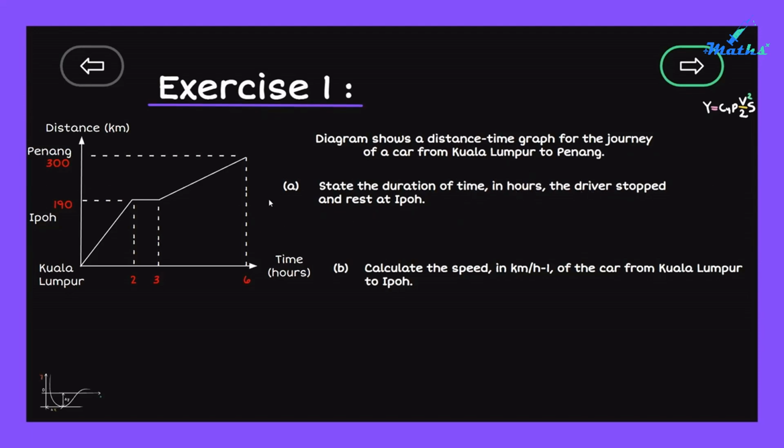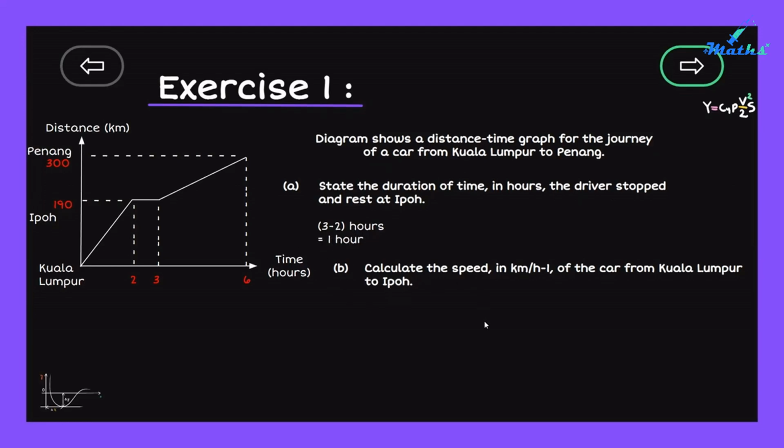The driver stops. Stop means stationary, the gradient is 0, and rests at Ipoh. So let's see, Ipoh is here. And here is where the rest starts, at 2 hours, and it ends at 3 hours. So the answer is you take 3 minus 2 hours equals 1 hour. So the driver rests 1 hour at Ipoh.